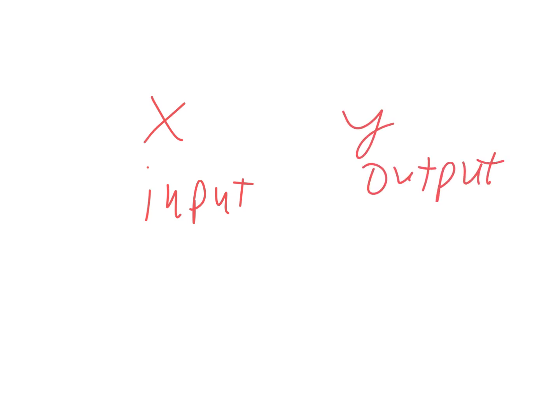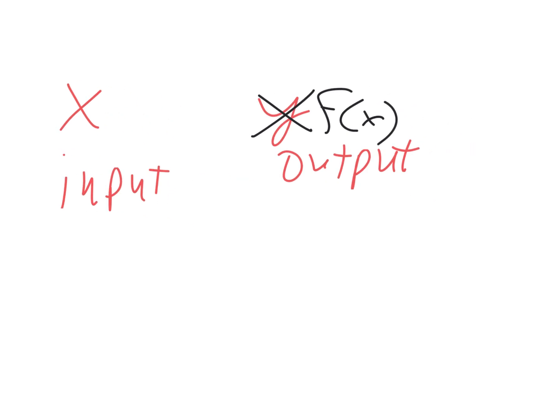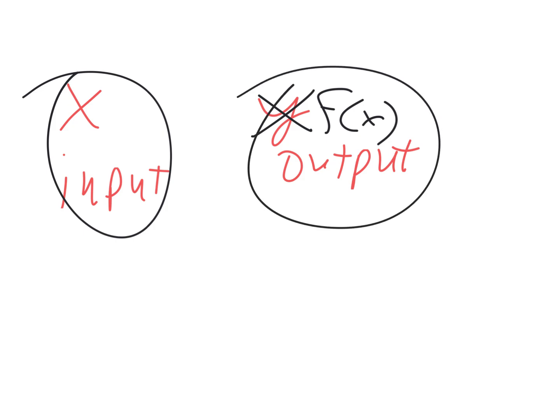But what did I say 2 seconds ago that we would sometimes use for y? F of x. All right. So keep in mind, when I say input, I'm talking x. Output, I'm talking y. All right.